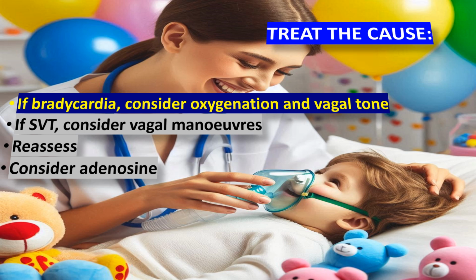Treat the cause. If it's bradycardia, consider oxygenation and vagal tone. If it's supraventricular tachycardia, consider vagal maneuvers. For example, use of ice packs or carotid massage, among others. Then reassess the child and consider use of adenosine.